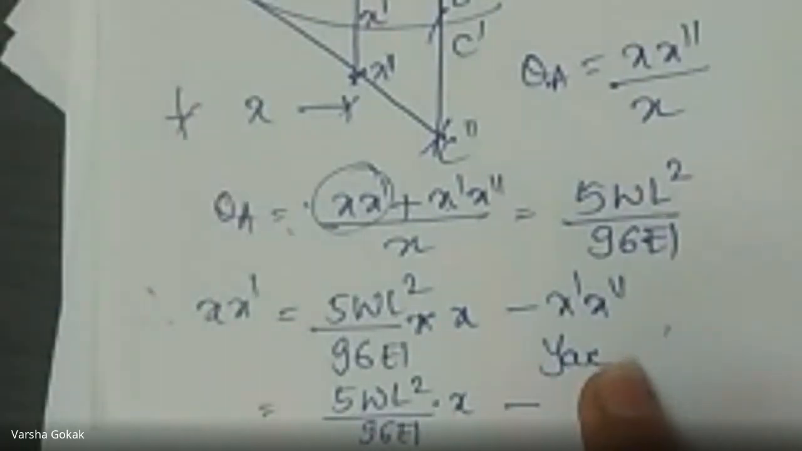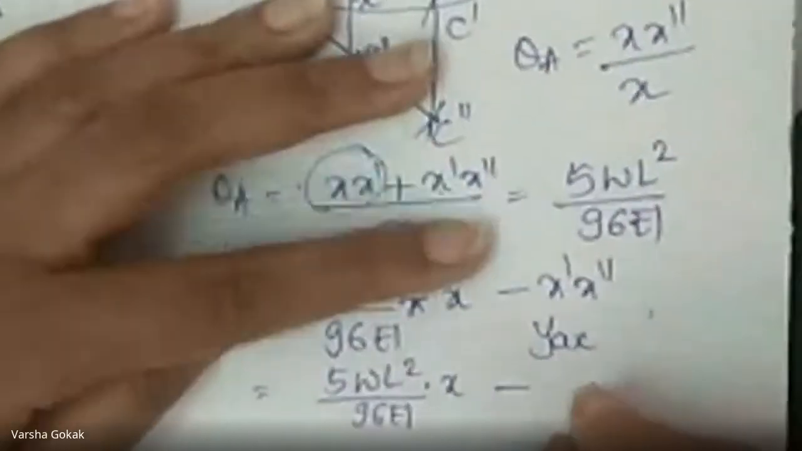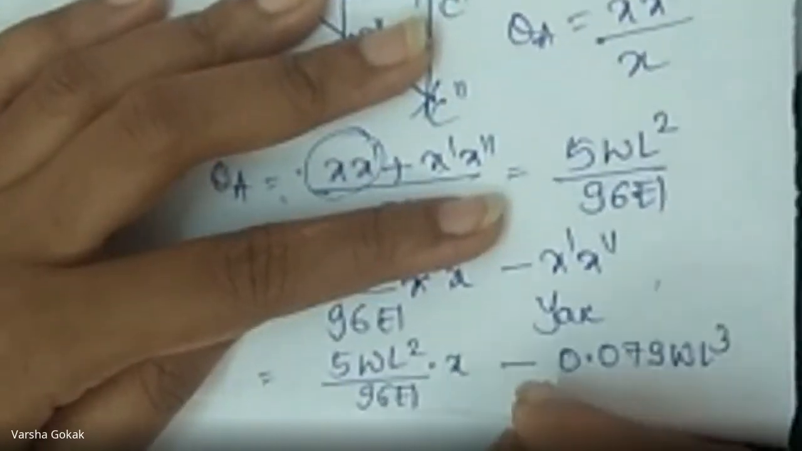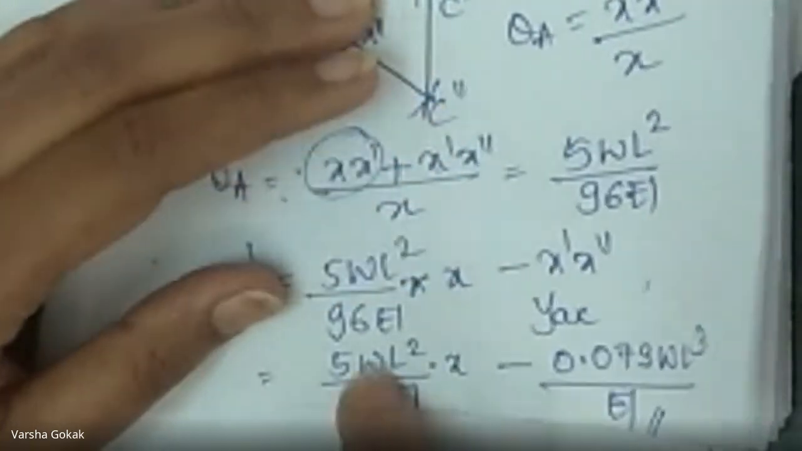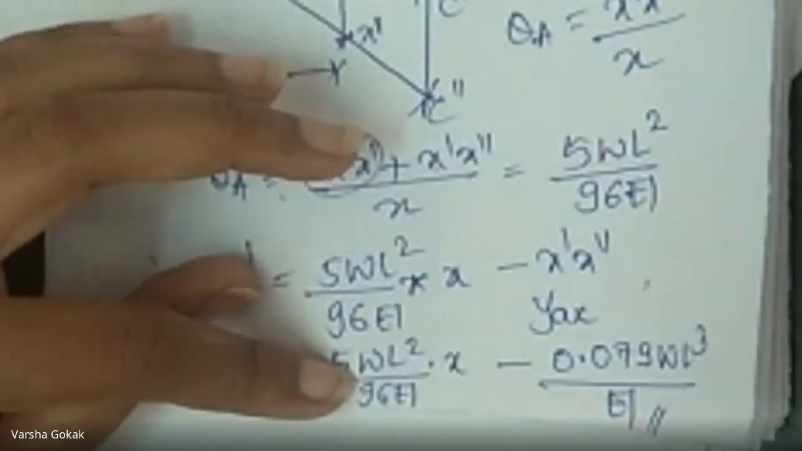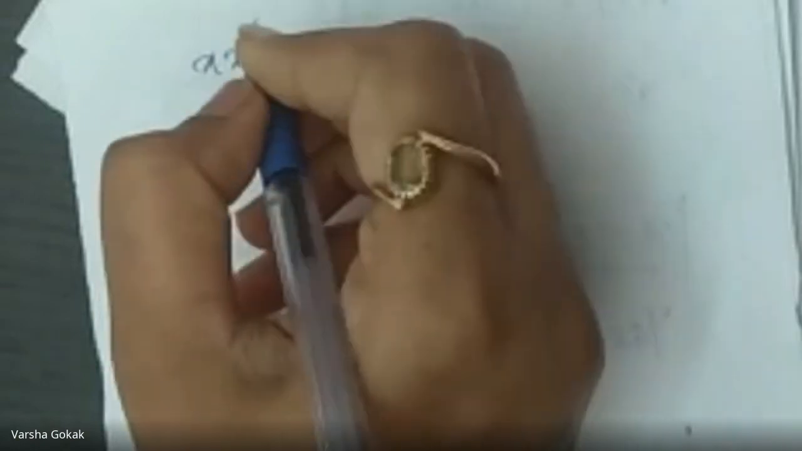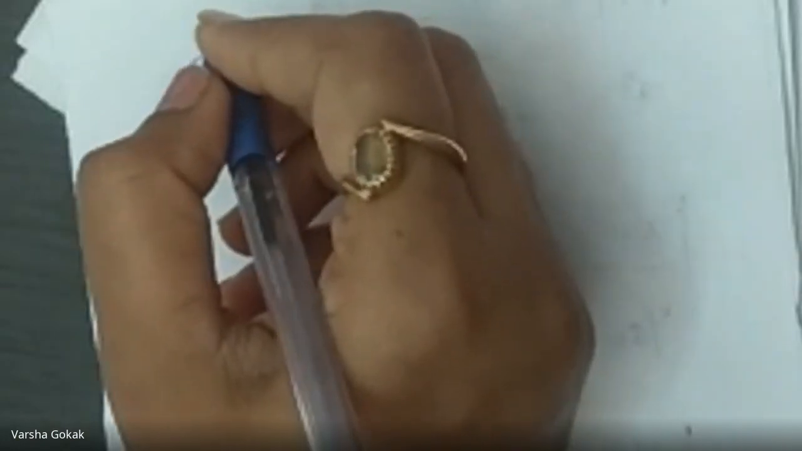What was the y(ax) value you obtained? It is 0.079 W L cube divided by EI. Substitute these numbers, whatever values are there, and get the value of x, x dash. Anybody solving? And who can give me the answer? What is the value of x, x dash?